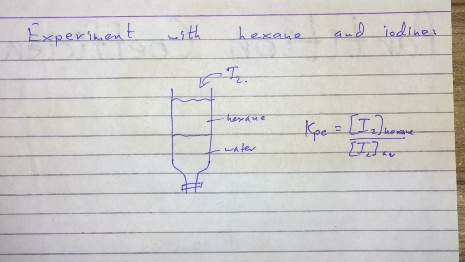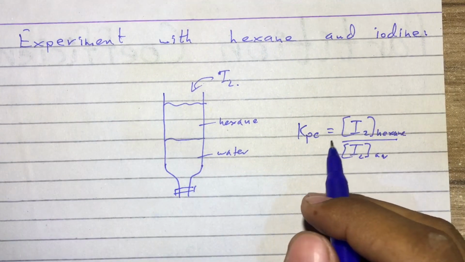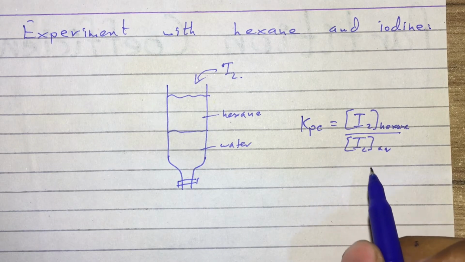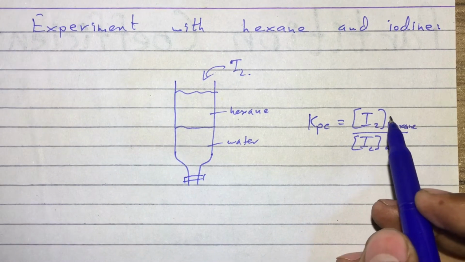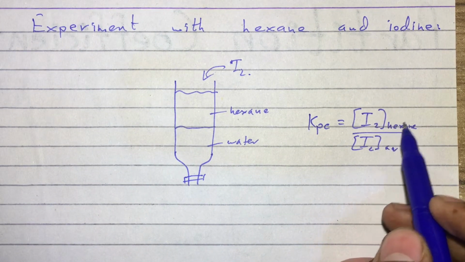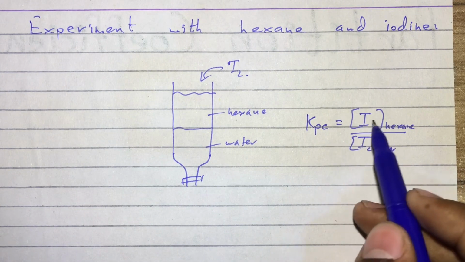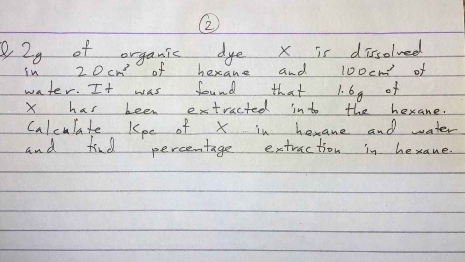So that's the simple experiment, and iodine is non-polar, so it dissolves more in the hexane layer, which is why the value of Kpc for this will be greater than 1. The question for partition coefficient: 2 gram of organic dye X is dissolved in 20 cm cube of hexane and 100 cm cube of water. It was found that 1.6 gram of X has been extracted into the hexane. Calculate Kpc of X in hexane and water and find percentage extraction in hexane.